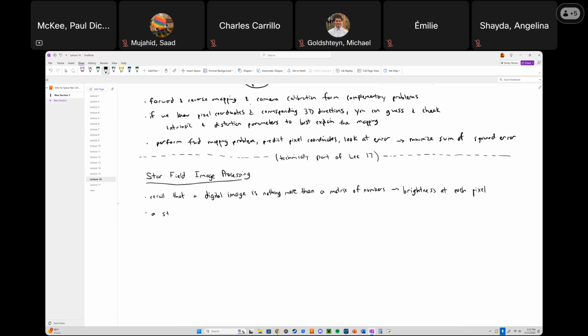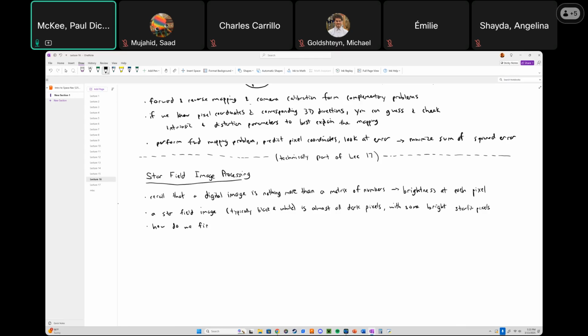A star field image, which is typically black and white, is almost all dark pixels with some bright, starlit pixels. How do we find star pixel coordinates?